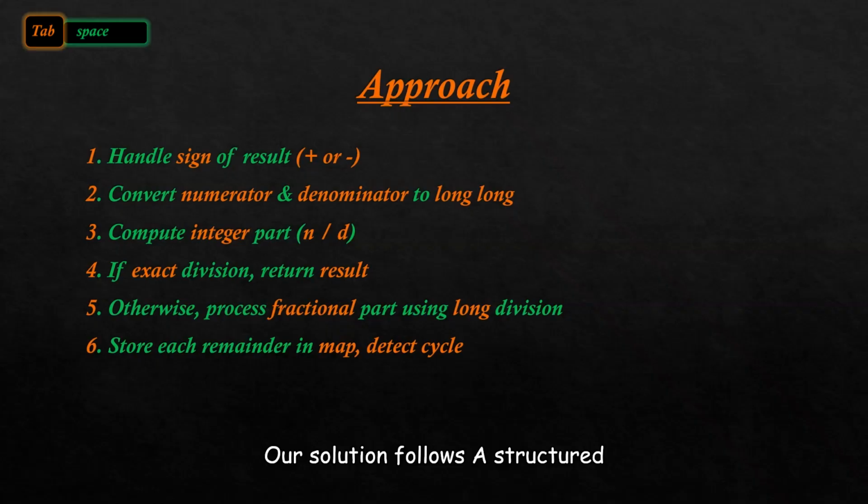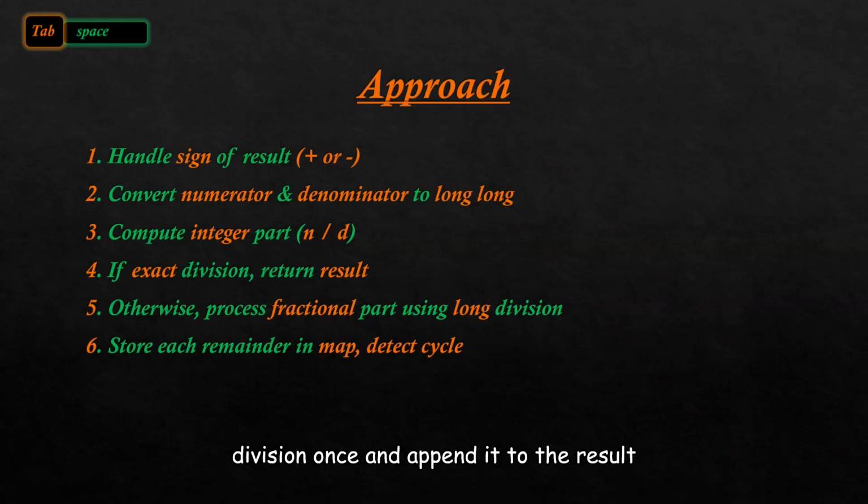Our solution follows a structured approach. First, check for zeros. If the numerator is 0, the result is simply 0. Second, determine the sign. If numerator and denominator have opposite signs, the result should start with a minus. Third, convert to long. To handle edge cases like int min, we work with larger data types. Fourth, divide for the integer part.